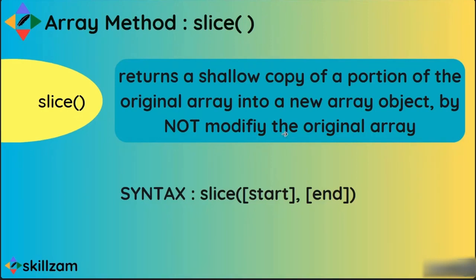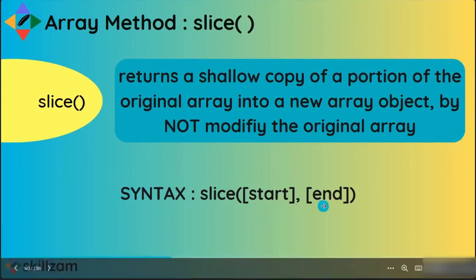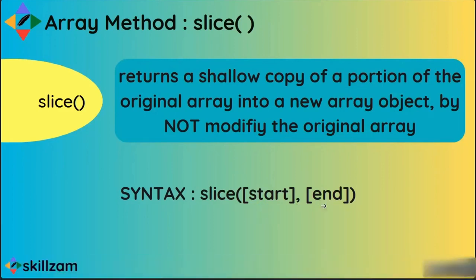Now this has a couple of parameters. One is called start and another is end. If you observe, these are square brackets, which means both are optional. You can just specify slice and parentheses, that's it. If nothing is provided as a parameter, then the start is assumed to be 0, which means it starts from index 0.